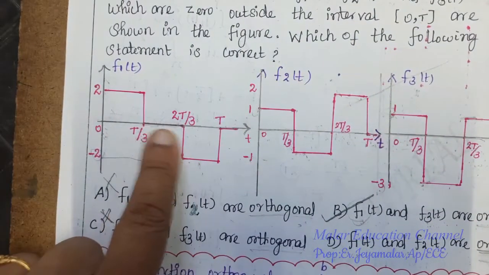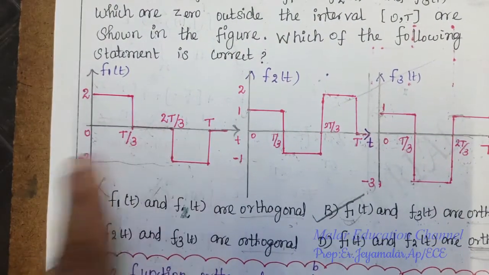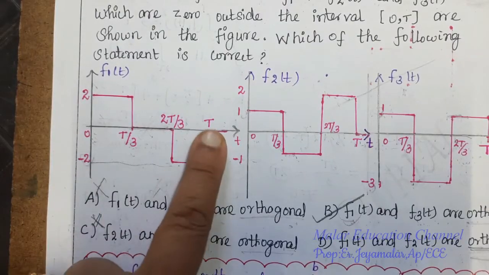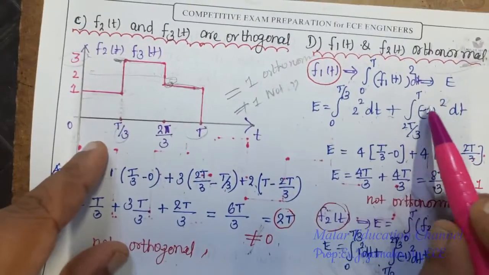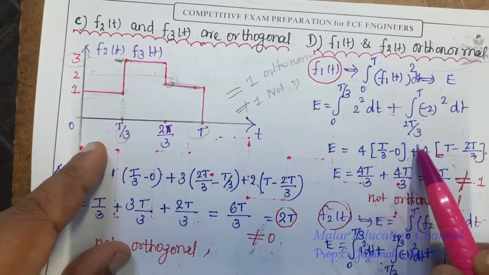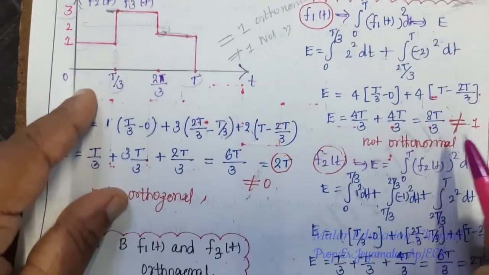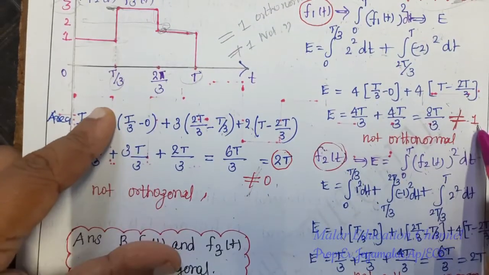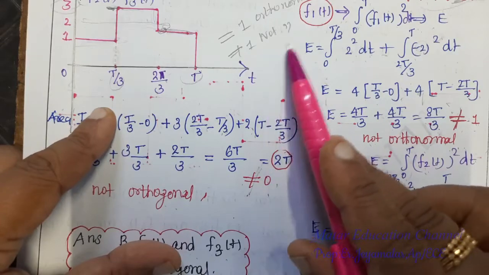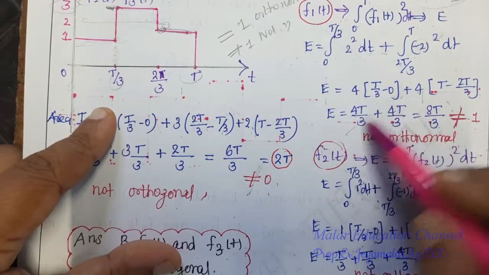See the waveform. This is for 0. So you have to leave it. Third one, amplitude is minus 2. The limit from 2t by 3 to t. Here upper limit is t, lower limit is 2t by 3. Amplitude is minus 2, the whole square. Ordinary simplifications, we receive the answer is not equal to 1. So not equal to 1 means this is not orthonormal.